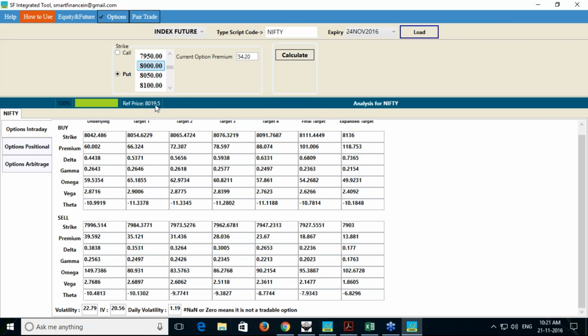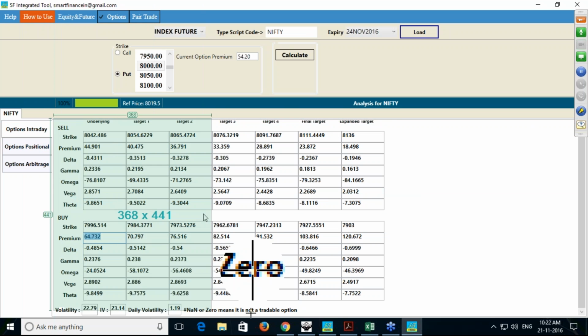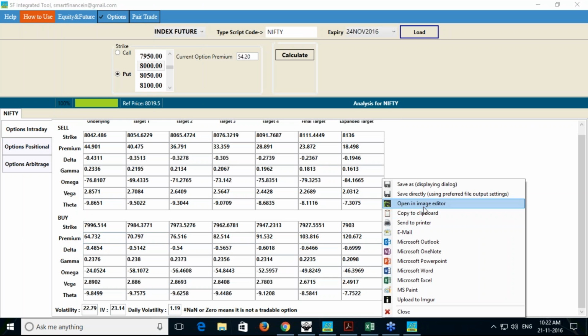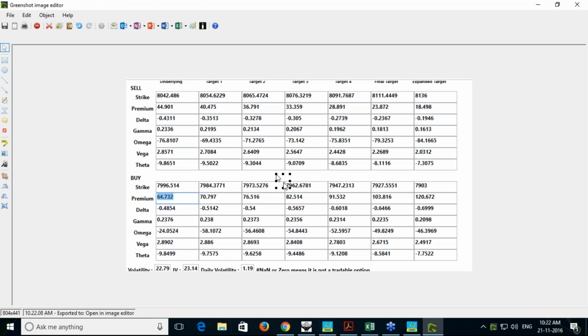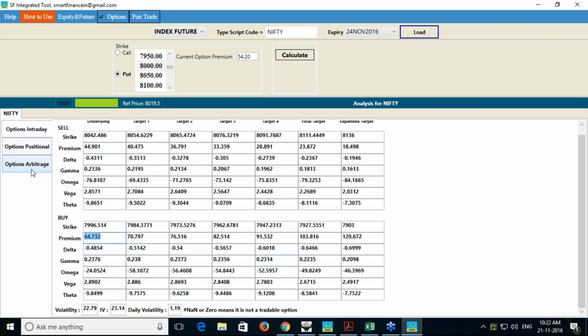When the 8019 reference is taken, its premium was 54. Now calculate it. If you are buying that option, you should buy at 64.73 at the downtrend breakout point. Keep a stop loss of 45. These are the targets for intraday. I am recording this as well, and we will save it, so that we can see which side it gave the breakout and, based on that, what happened.